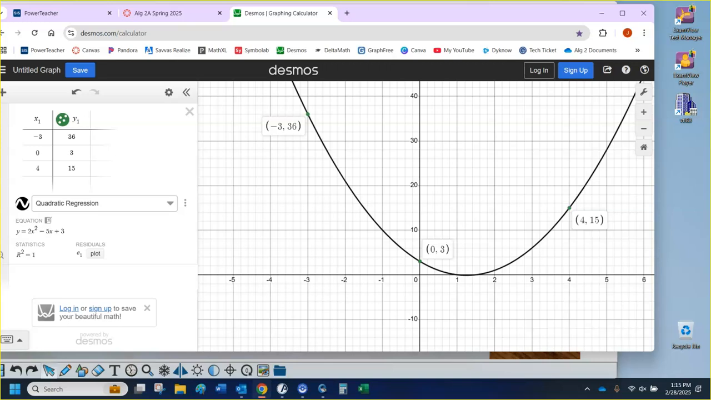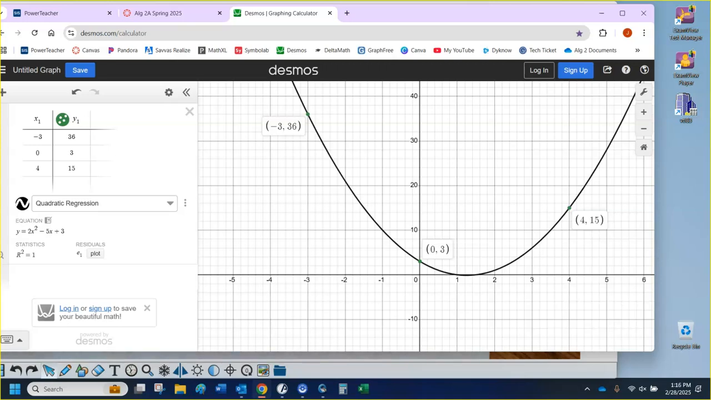The other way I know it perfectly goes through those points, do you see this little r squared in the corner? If this is 1, that means that is the exact equation that goes through that. We won't always see that, especially if we have a bunch of data values and we're estimating, but this should be nice numbers, and this is a perfect equation for that parabola. So we're just going to write that down.